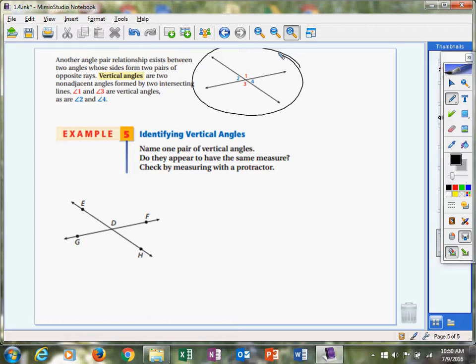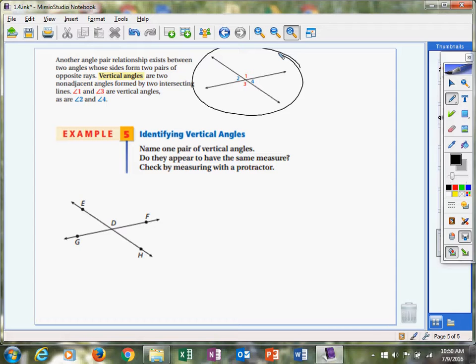So when you see that X form, if they only share a vertex and not a side, then they're vertical angles. Anytime you see those two lines form. Okay, so example 5, you're going to need your protractor. So if you've got that, go ahead and pull that out of your pencil pouch. You're going to need that to finish this up.